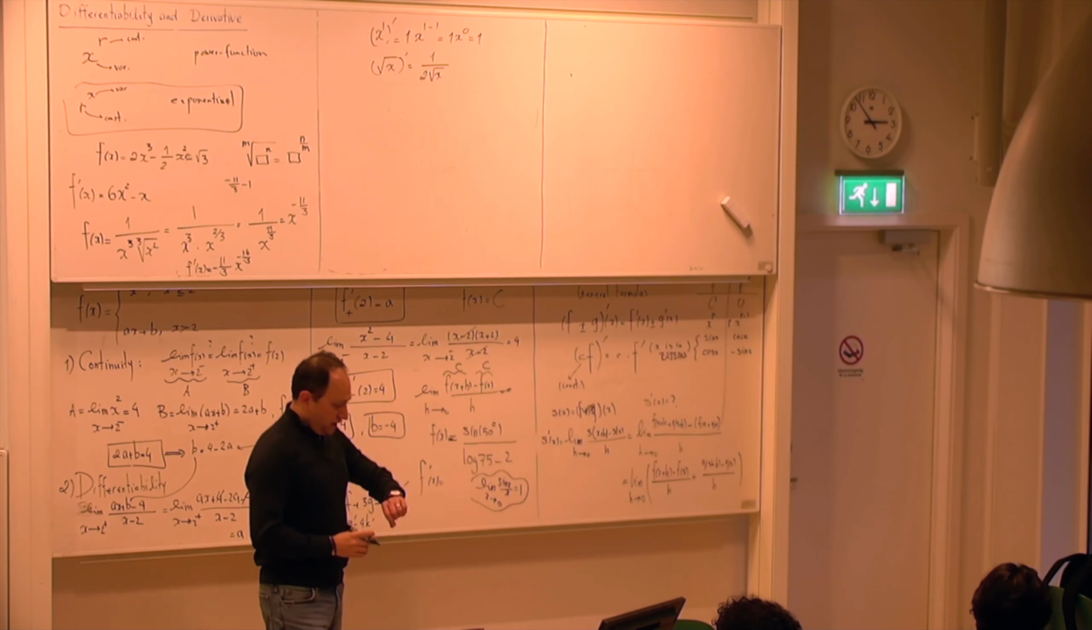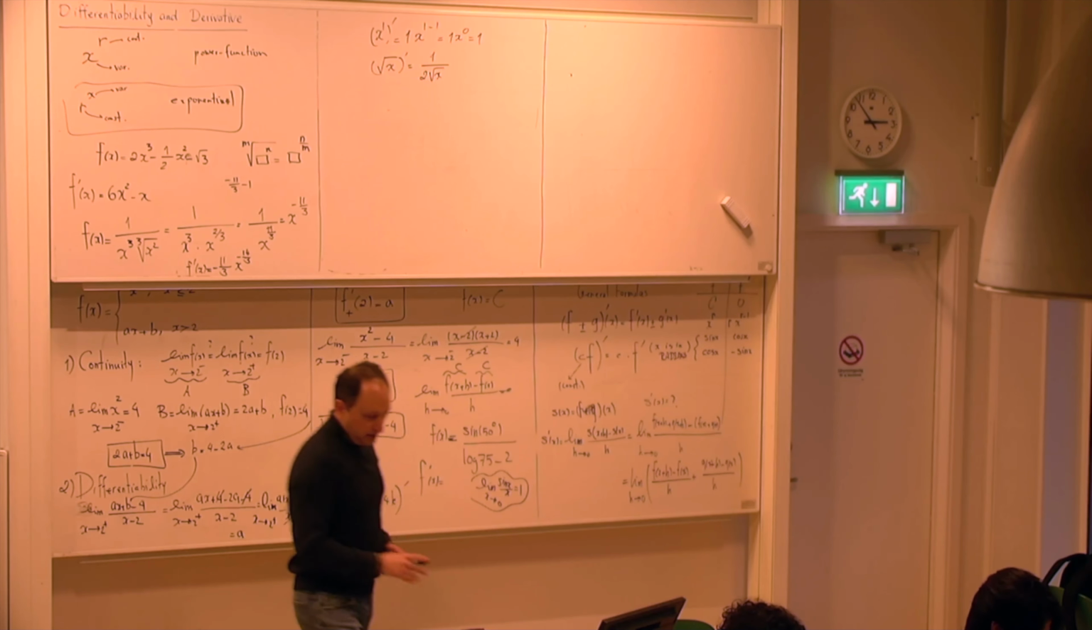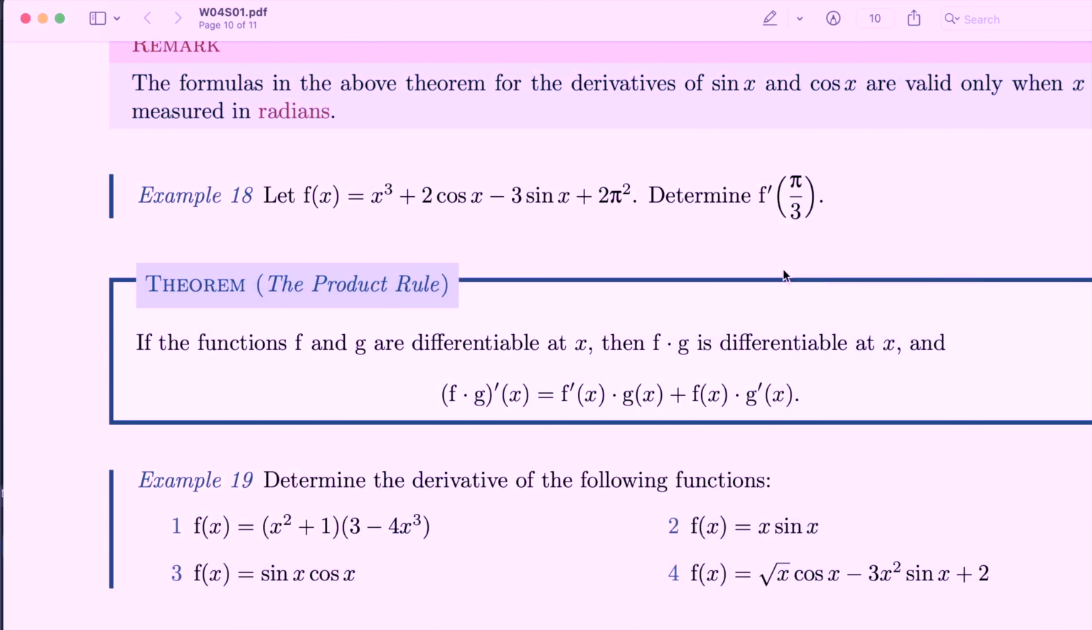So can you, for example, tell me the answer to the next one, example 18? If f of x is this function, what is f prime of pi over 3? What should I do first? Find f prime of x. Yes, it is extremely important. You have to find f prime of x first and then replace x with pi over 3.